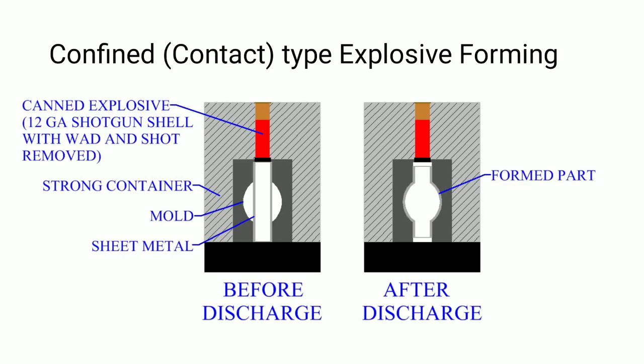See, this figure is showing the confined or contact type of explosive forming process. Okay, so the first figure is showing before discharge, before the workpiece is formed. The explosive we use is shown in red color, in a strong container, then the mold, or die, and sheet metal. It is generally in tubular shape. Another figure is showing the part after forming.